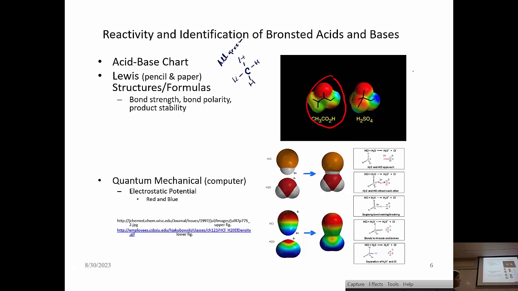Here versus sulfuric acid here. Look how different the blue is between sulfuric and acetic. Do you see that? This hydrogen in acetic acid is much more acid-like than this hydrogen. The more blue it is, the more positive it is. The more red it is, the more basic, the more negative it is. Well, methane's green. It's all green.